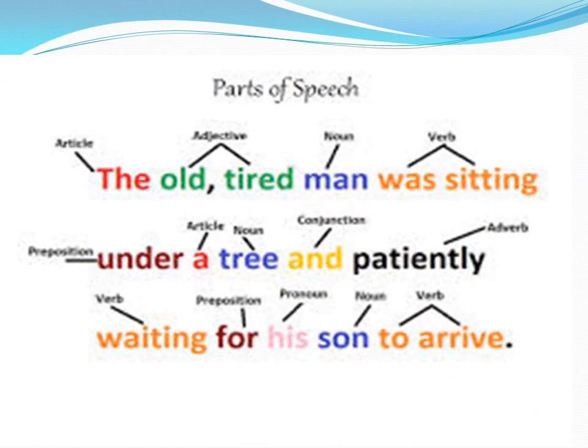Here are some examples of the parts of speech. We have the sentence: The old, tired man was sitting. Here, the is an article, old and tired are adjectives, man is a noun, was is a verb, sitting is a verb. The old tired man was sitting under a tree and patiently waiting for his son to arrive.